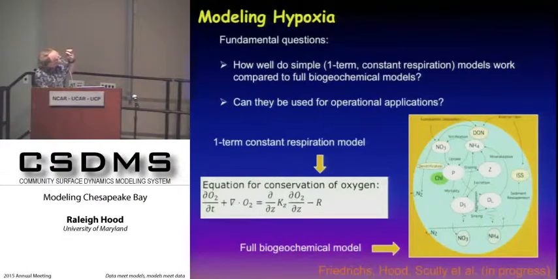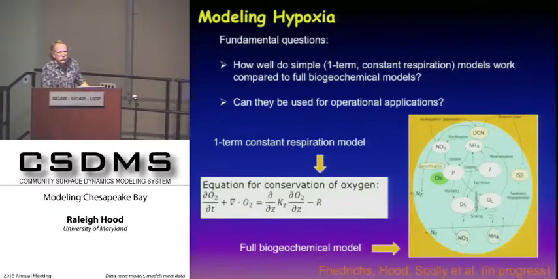There's really two fundamental questions that we're asking in this project. We can basically break down these hypoxia models into really simple one-term constant respiration models versus full biogeochemical models, and we want to compare these types of formulations to see how well simple models work compared to more complicated models, and then we want to figure out if we can use these for operational applications.